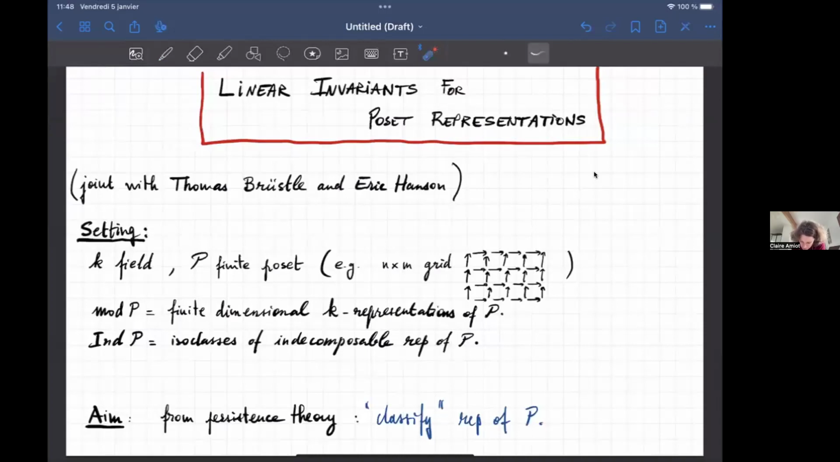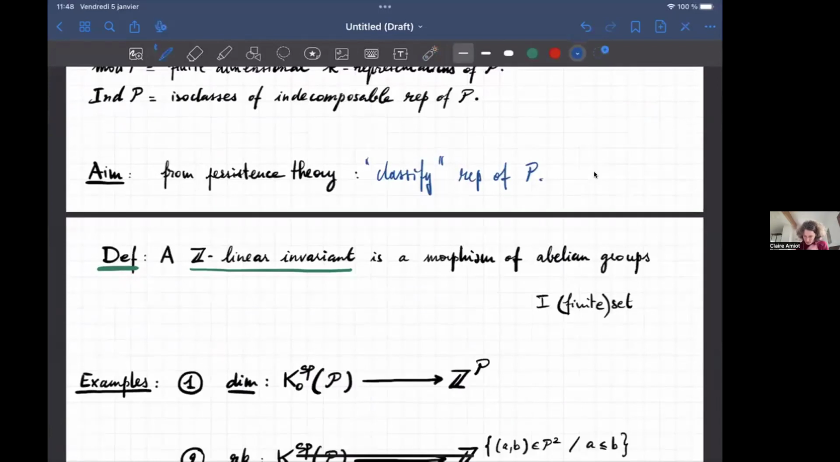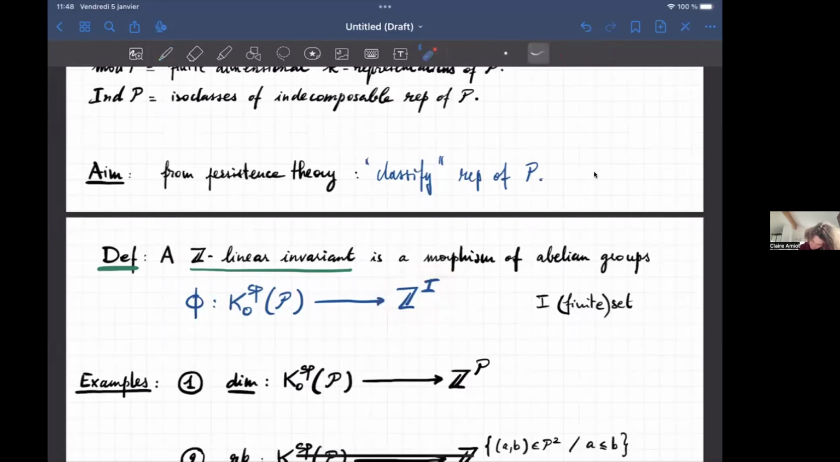Of course, these invariants won't be complete, in the sense that they won't distinguish all indecomposable representations of P. But let me start with the definition, which is quite natural. A Z-linear invariant is a morphism of abelian groups phi from K0 split of P into some abelian group of finite rank. I want the target to be a finite set because I want to be able to compute this, so I am aiming to end up in something of finite rank.